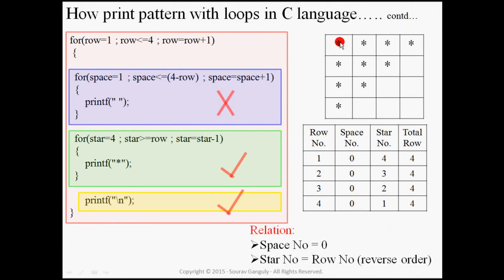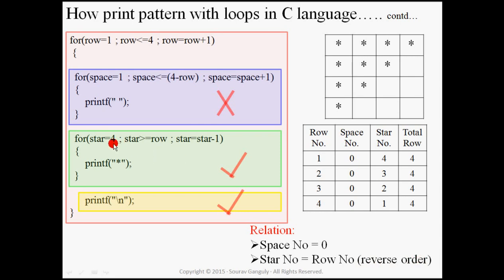Now, if I want to print this pattern, what will happen? No space appears at the left hand side. So this space section will not be used. Only the star section and the \n or new line section will be executed. You must draw this table. Space number is 0 and star number is 4, 3, 2, 1. That means star number and row number are equal in reverse order.